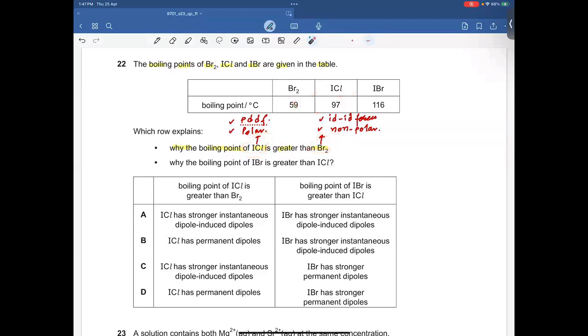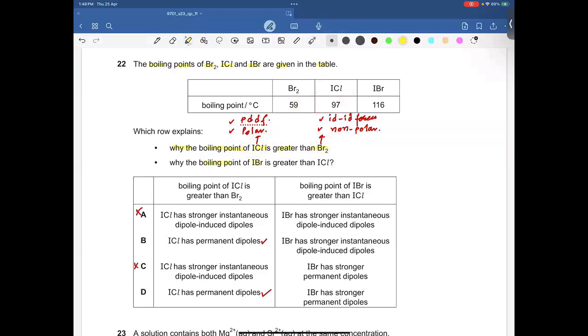So the first statement is ICl exhibits permanent dipole-dipole forces. So this is permanent dipole-dipole forces, this is permanent dipole-dipole forces. Okay. So option A and option C are absolutely incorrect. Competition exists between B and D. Let's find out the other option.